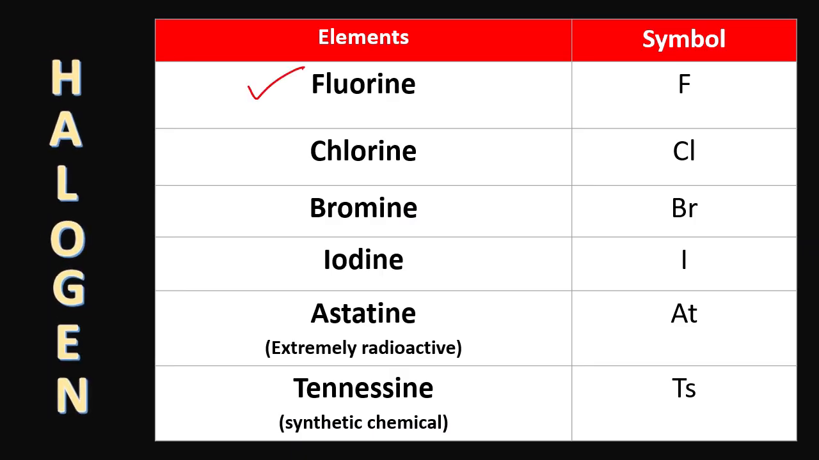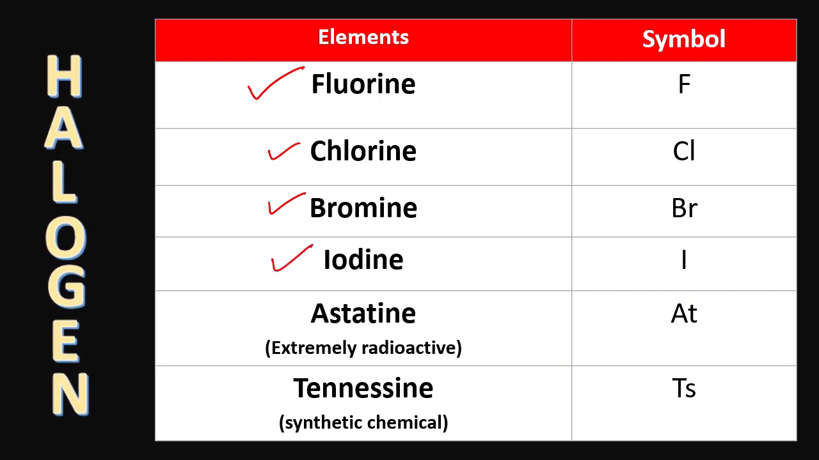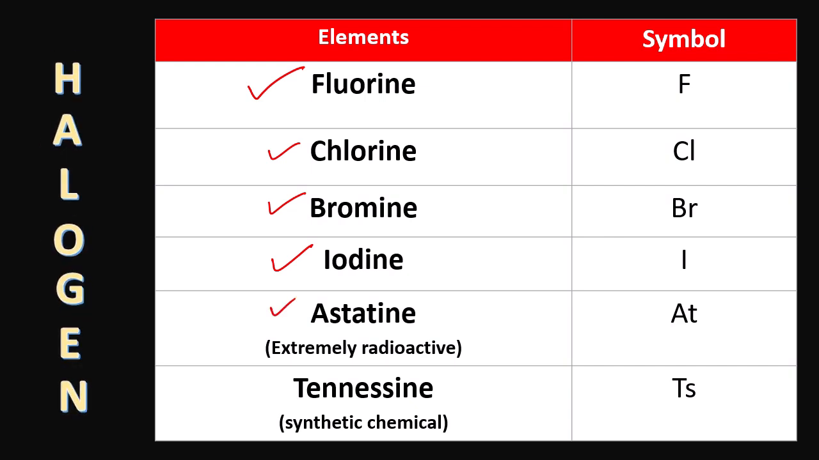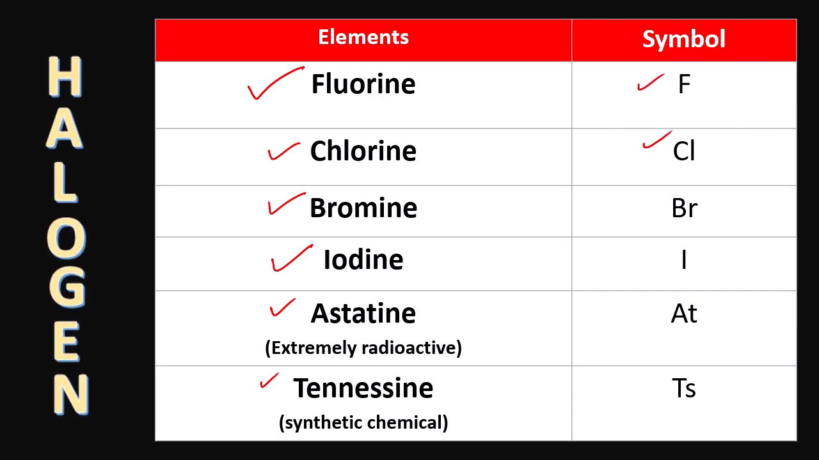The elements fluorine, chlorine, bromine, and iodine, they are collectively known as halogens. And the elements astatine and tennessine also belong to the same group in the periodic table in which these elements are present. And these are the symbols of these respective elements.